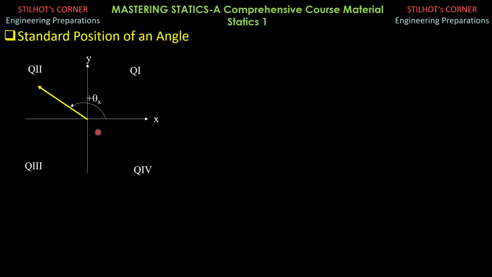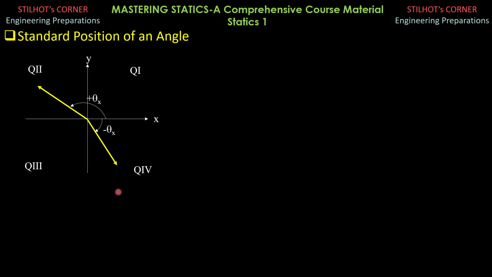The negative, if the angle or the terminal side of the angle lies in any quadrant and it is measured in clockwise manner, just like in this illustration here, then this theta here in clockwise direction is negative. So that's negative theta x.